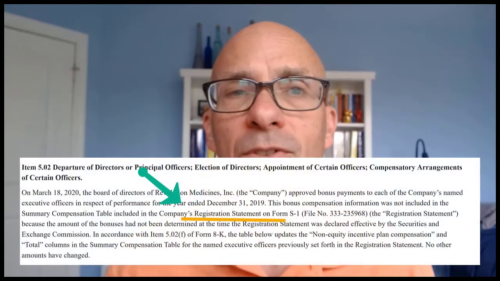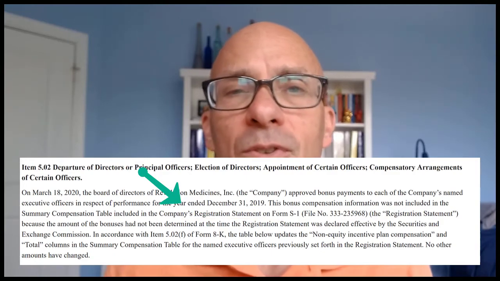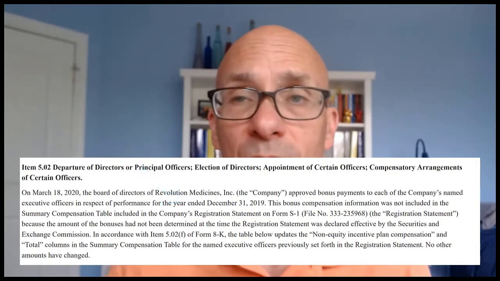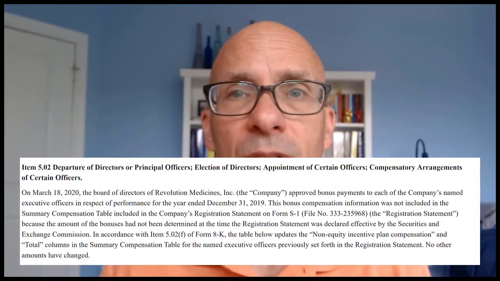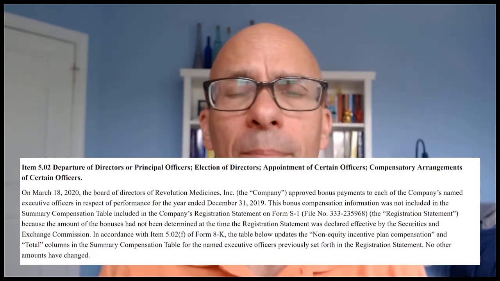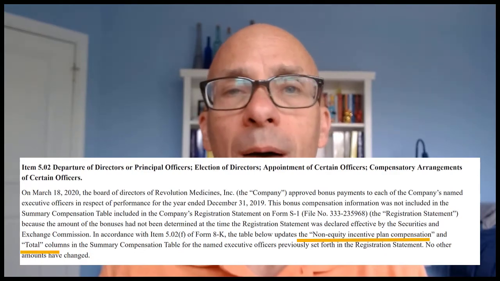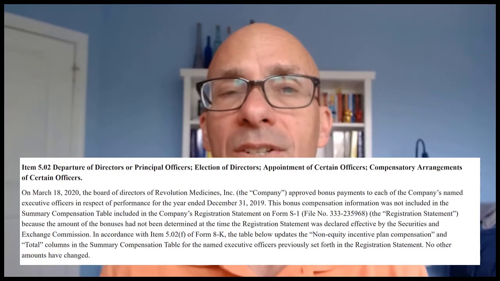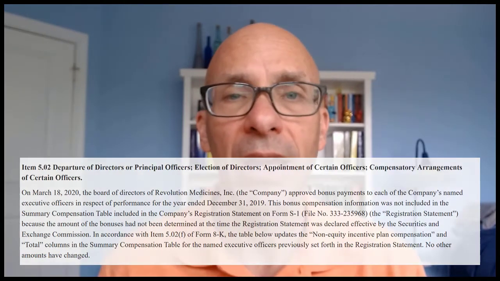Here's another example where an 8-K is filed because bonus information was omitted from an IPO registration statement on Form S-1. As I mentioned, that's permitted by Instruction 1 to Item 402(c)(2)(iv). Like all the other examples, the full summary compensation table is included, but apparently there's no formula to disclose for this company. The 8-K does state that the non-equity plan compensation and total columns have been updated. That's a nice touch, to mention the actual columns being changed. I don't see that in many of the 8-Ks.